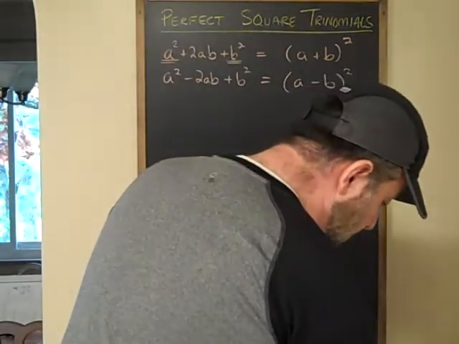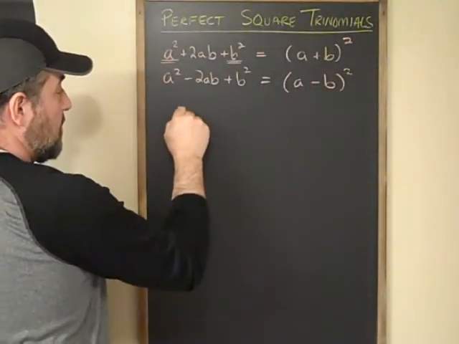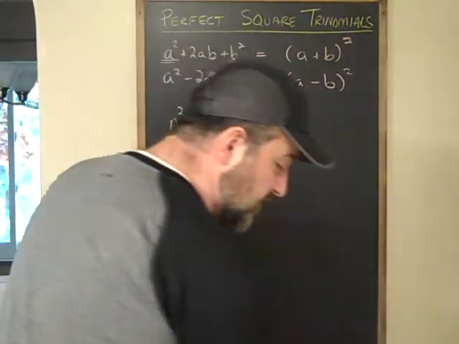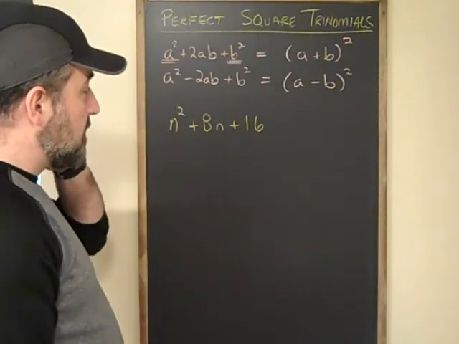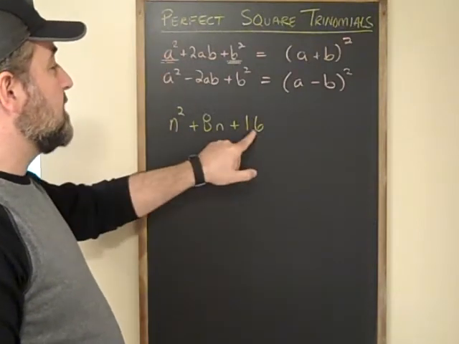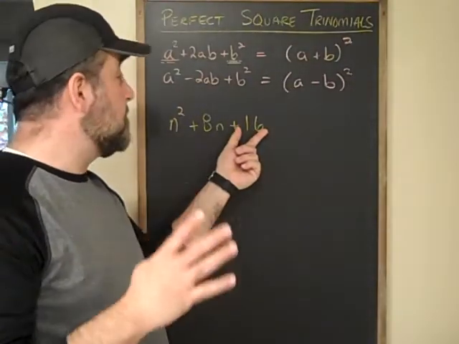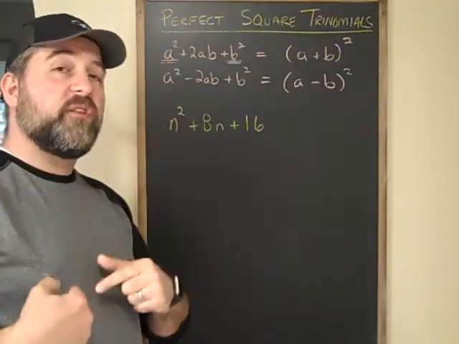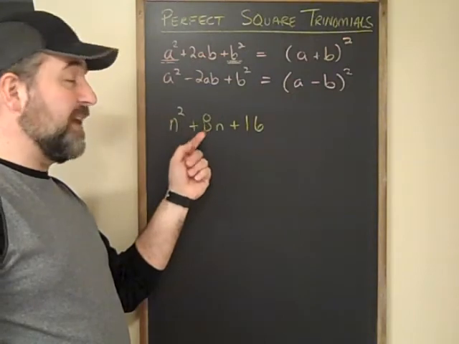We are given the problem n squared plus 8n plus 16, and we're asked to factor it. So when we factor n squared plus 8n plus 16, we recognize n squared is a perfect square, 16 is a perfect square. 16 is the square of 4. And notice, n squared is the square of n. If you take 4 times n, you get 4n. If you double it, you get 8n.